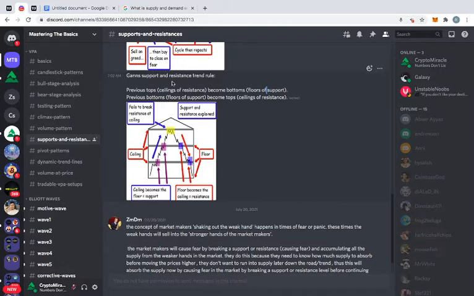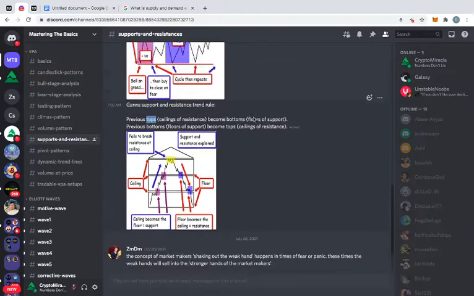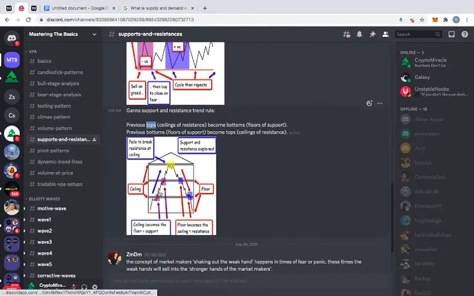Another one right here. So previous tops. This is a previous top. This is a previous top. This is a previous top, right? Ceilings of resistance. This is a ceiling of resistance. So once broken, this will become a floor of support. This one didn't really react at all, but it's just an example, really.